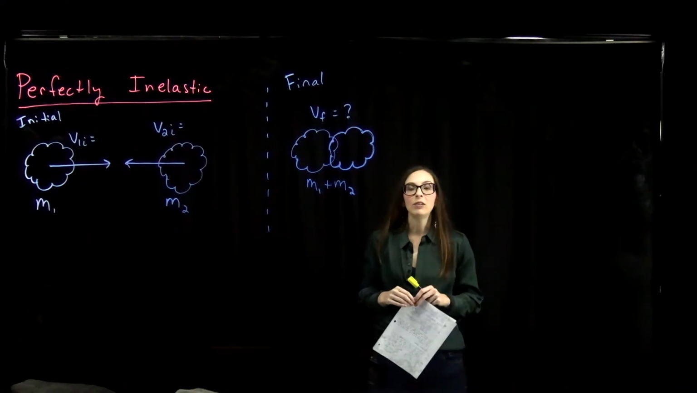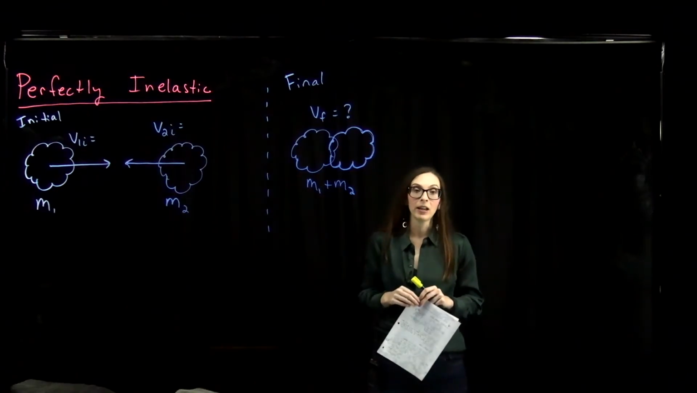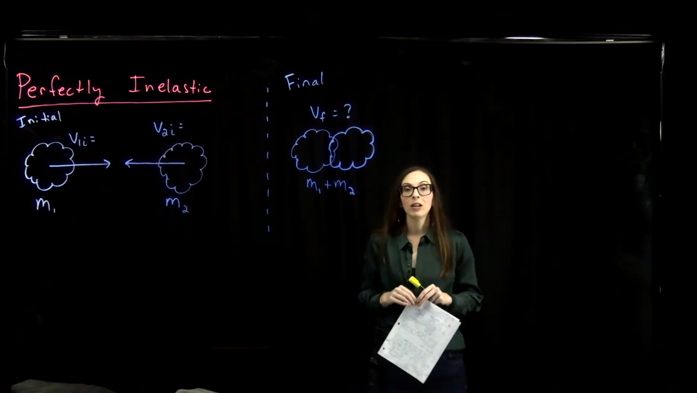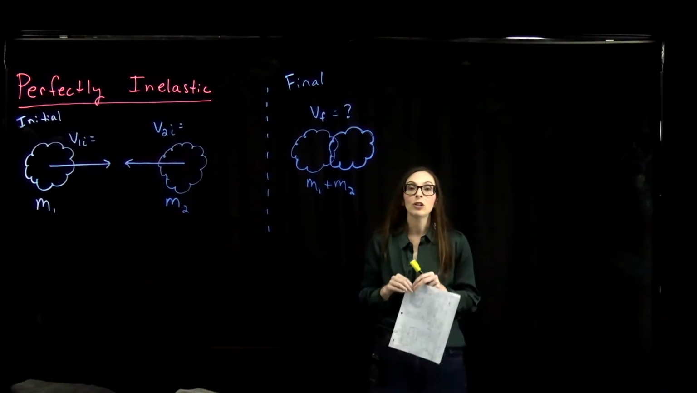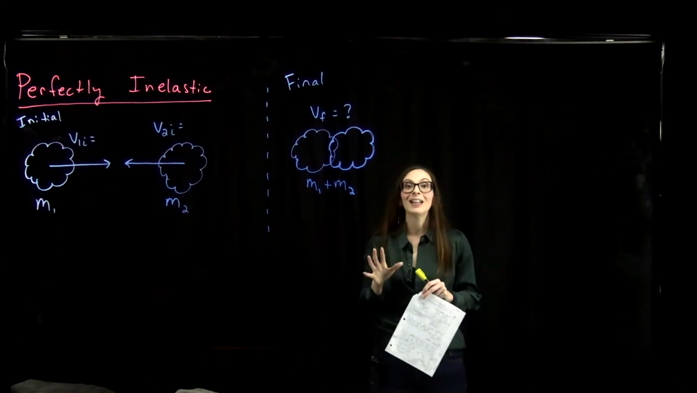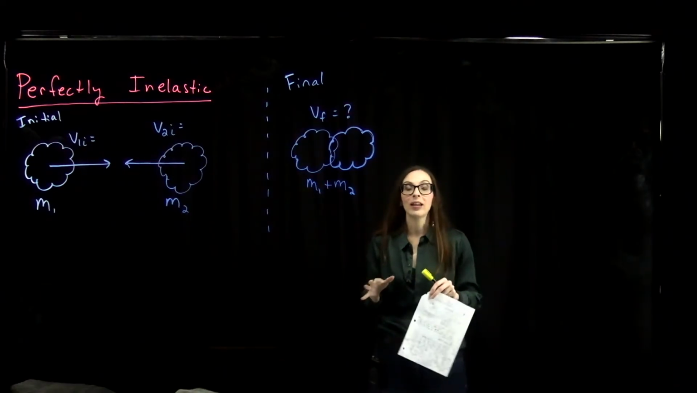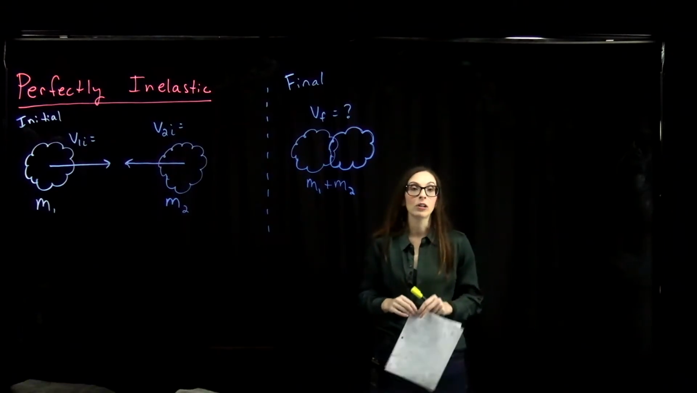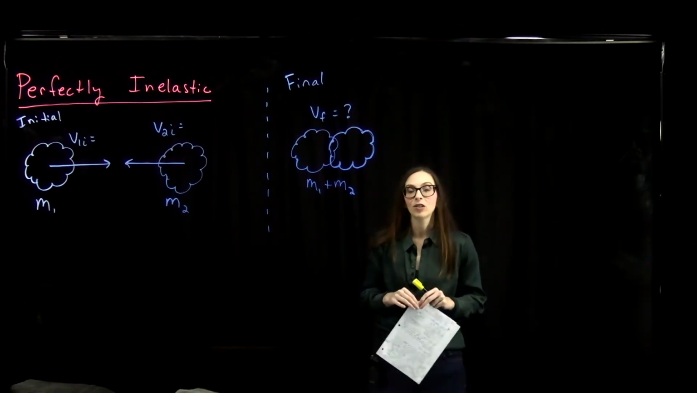Another way you can tell the difference between an elastic and inelastic collision, if the problem doesn't tell you, is that you can think about finding the kinetic energy before and after the collision. If the kinetic energy before and after the collision are the same, you have an elastic collision. If the total kinetic energies of your system before and after the collision are not the same, then you have an inelastic collision.